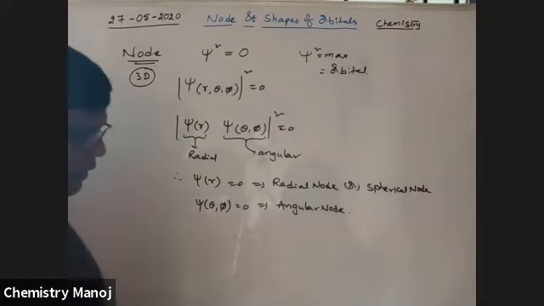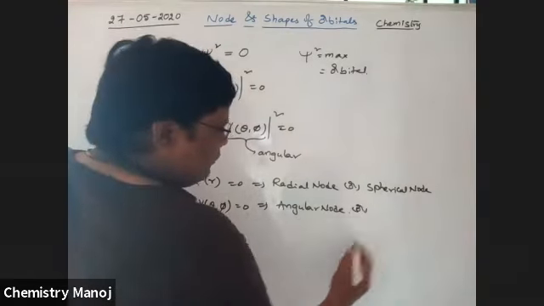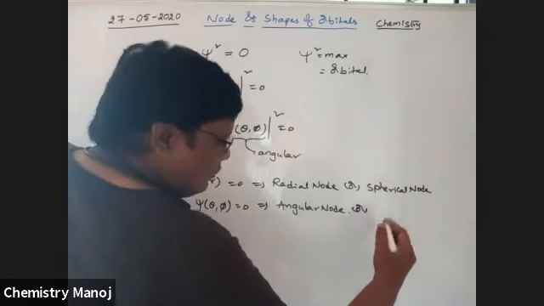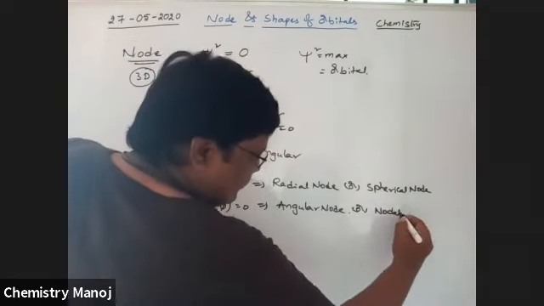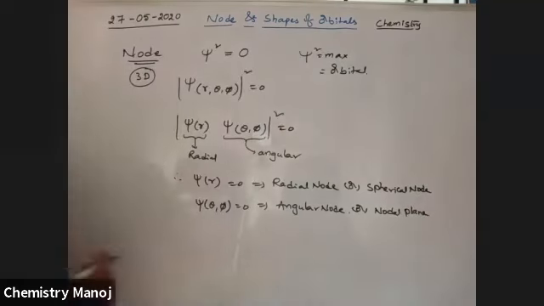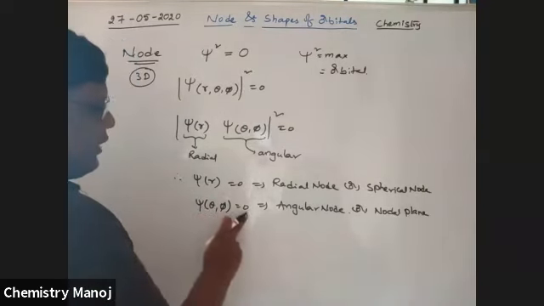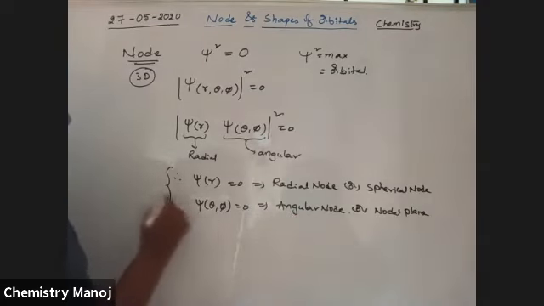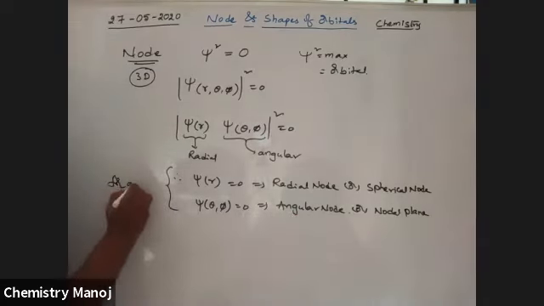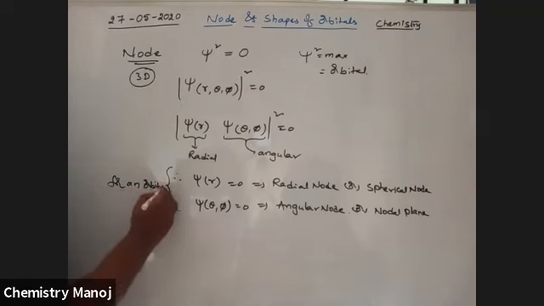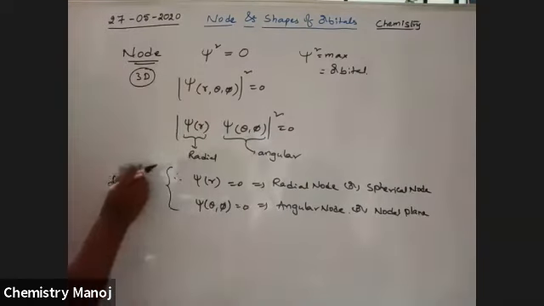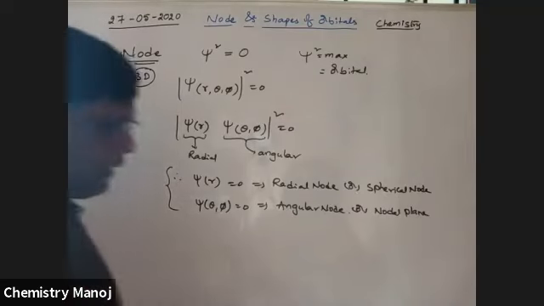Okay. Next, angular nodes or nodal plane, both are the same. Angular node or nodal plane, both are the same. So these are very, very important. If psi r becomes zero, that is a radial node. If psi theta phi becomes zero, that is an angular node. These two are available for an orbital, that is for the psi function, the wave function.